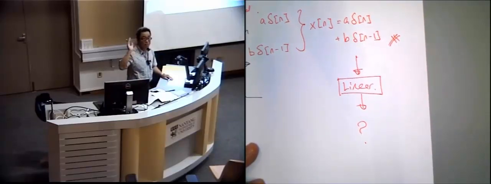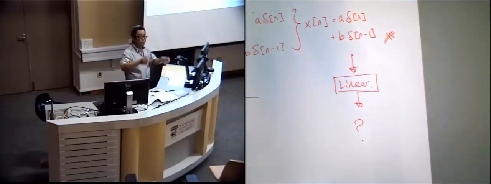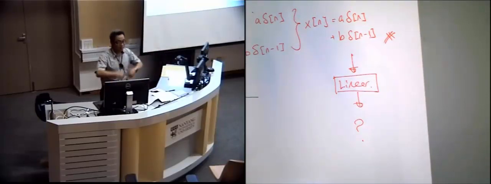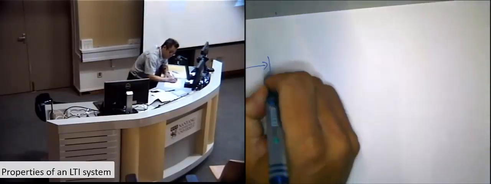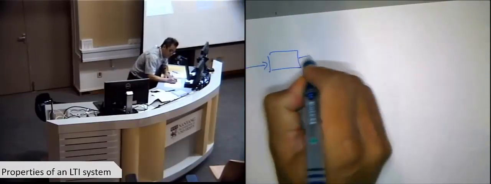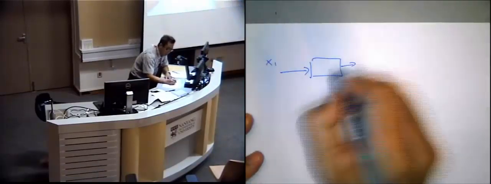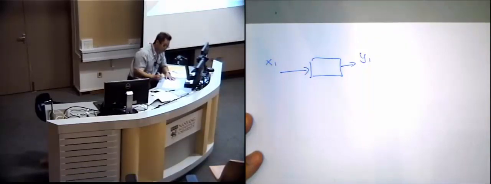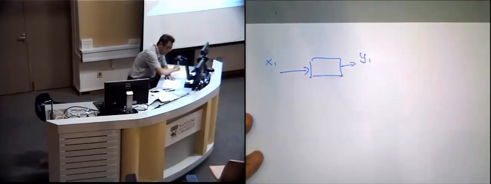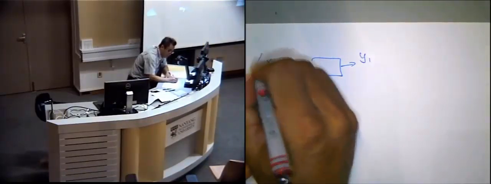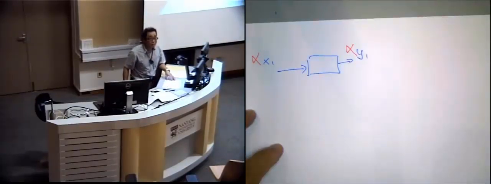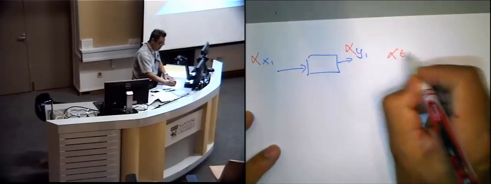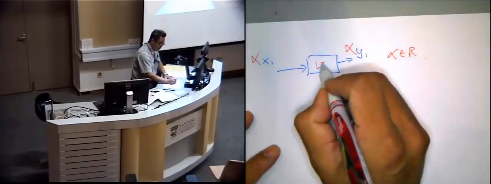Linear system means I can break my input into small parts. I send the small parts. Okay, let's try. X1, I have Y1, for example. Let's say alpha X1. I have alpha Y1, where alpha is a real. This is a linear system.